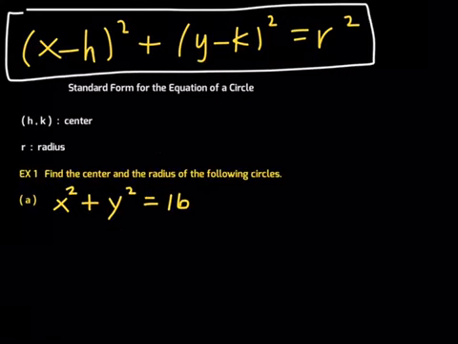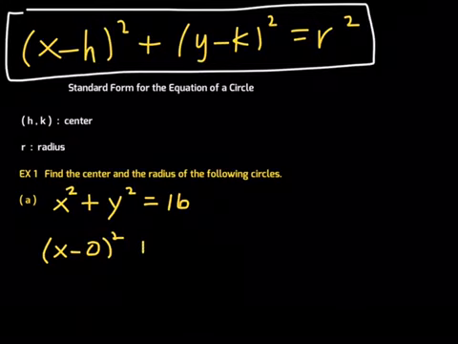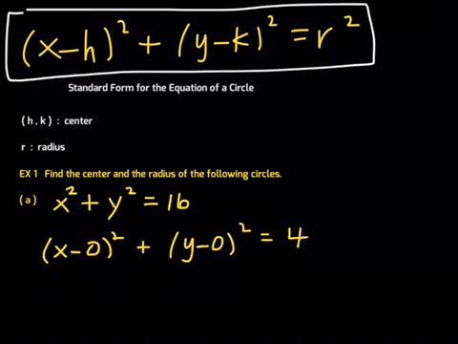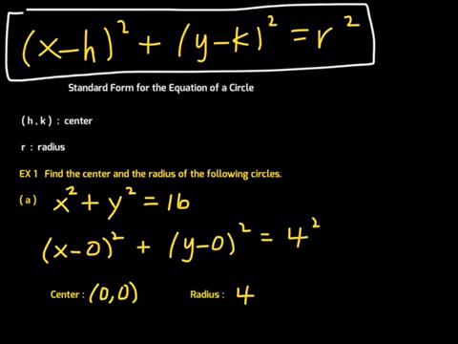All right, first example, find the center and the radius of the following circles. So here's the first circle they want us to find the center and the radius for. Now, what I want you to do is consider that this can be rewritten, if you'd like, as (x minus 0) squared plus (y minus 0) quantity squared is equal to 4 squared, right? So then you can see your h and your k are both 0, and your radius is 4. All right, so the center is basically the origin, and the radius is 4.